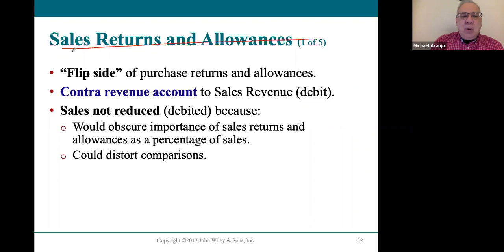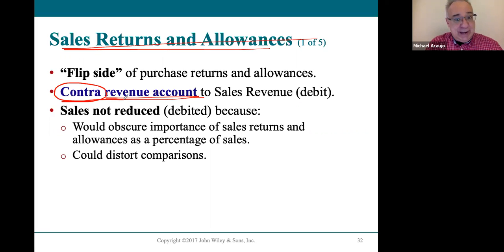They actually set up a whole special account called sales returns and allowances. It's an actual revenue account. However, it's a contra revenue account, because the revenue account would normally have a credit balance, but sales returns and allowances has a debit balance. Remember, the word contra in accounting means an account with an opposite normal balance to all the other accounts. So a contra revenue account would mean, okay, revenue has a credit balance. If it's a contra account, it has a debit balance, just the opposite.